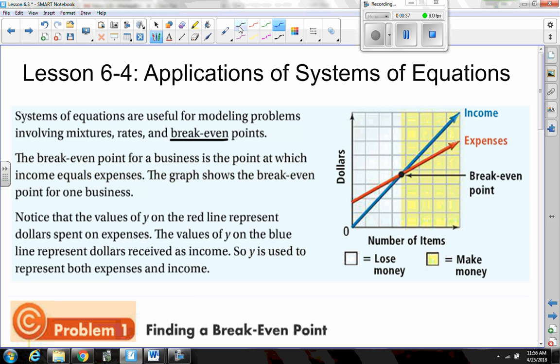When businesses are making things and selling things, they always lose money at the start because they have to buy materials, they have to buy space to create whatever they're selling, and then as they sell things, they make that money back until a certain point when they start to make money on their business. So what we do is we represent costs and revenues with two equations, and we see where those two equations would intersect, which means the solution to that system.